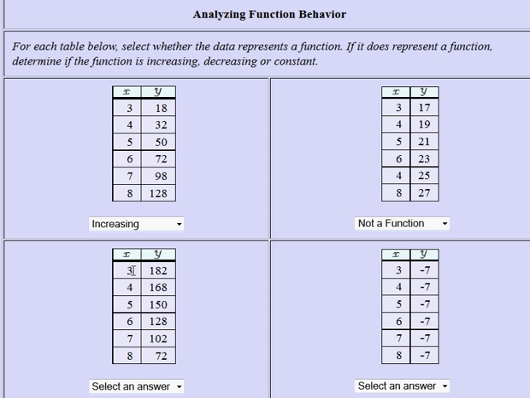So what happens as x increases? As x increases, 3, 4, 5, 6, 7, 8, what happens to the y values? Looks like they get smaller, 182, 168. The numbers are getting smaller all the way down the list. So for every single example, as x gets bigger, y gets smaller. This is the definition of a decreasing function.